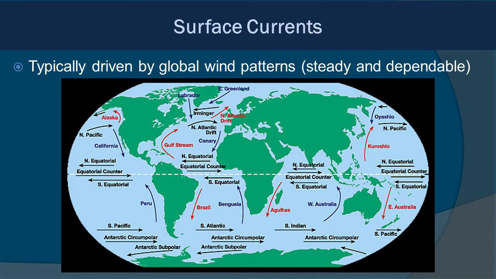Now let's start with surface currents. Surface currents are typically driven by global wind patterns. They are steady and they're dependable. This map shows you all of the major surface currents around the world. There are definitely some minor ones. You'll probably recognize a few, like the Gulf Stream that goes up the west side of the Atlantic Ocean. Then you have the North Atlantic Drift. And then on the east side of the Atlantic, you have the Canary Current bringing it back down, and the North Equatorial Current that brings it back to the Gulf Stream, which creates a gyre, which we'll talk about too.